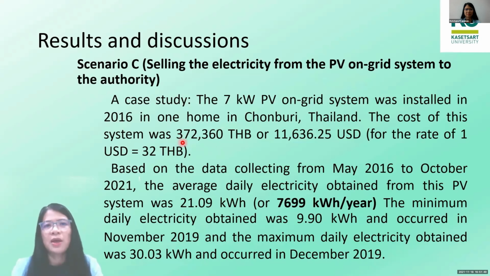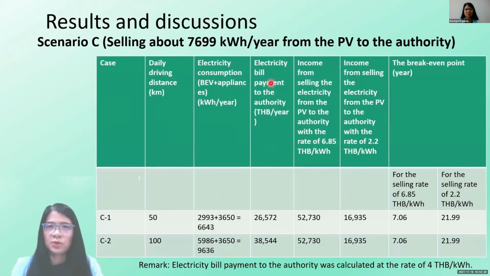They invested about this sum of money, and based on more than 5 years of data collected from May 2016 to October 2021, the average daily electricity obtained from this system was 21 kilowatt-hour, or about 7,700 kilowatt-hour per year. Although they still have to pay their bills to the authority, they will have income from selling the electricity from their PV system to the authority.